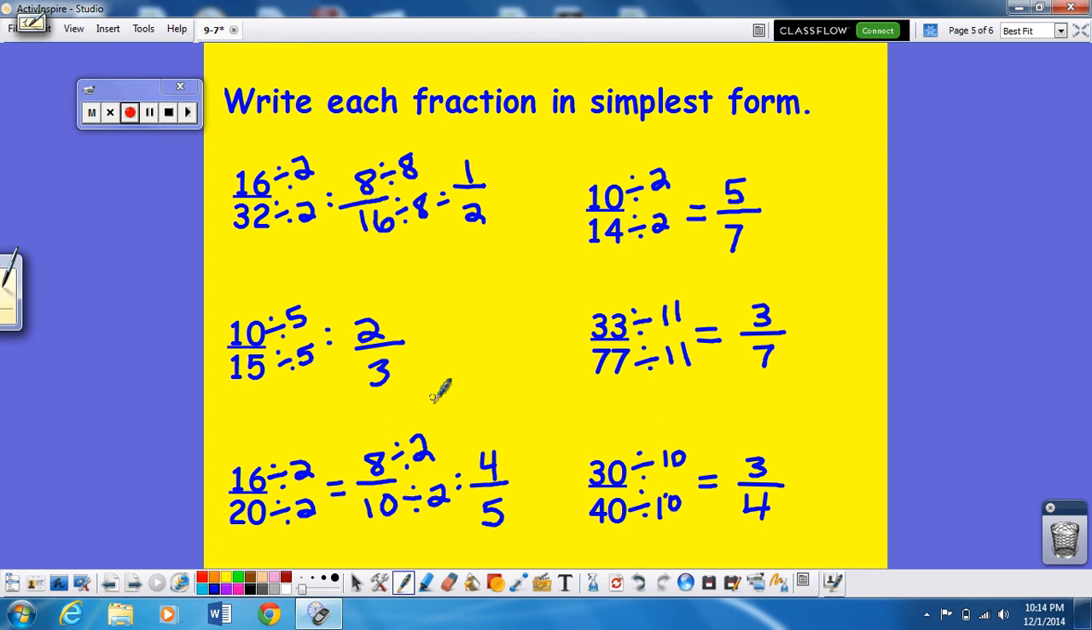So if you take a look at all these simplified fractions on this page, they're pretty low numbers. Your goal is to make sure that nothing else goes into both the numerator and the denominator other than 1. And if you're there, then you are in simplest form.